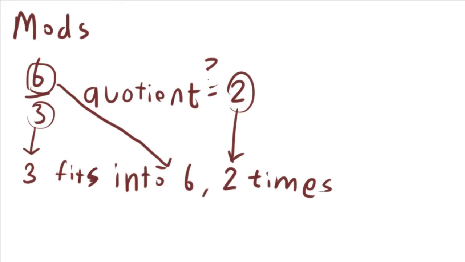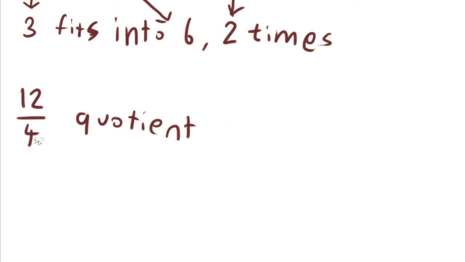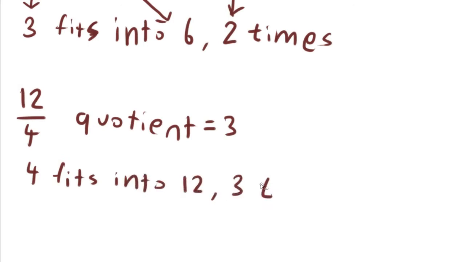So, let's try another example. 12 divided by 4. What's the quotient? Well, 4 fits into 12 3 times. That makes the quotient 3.